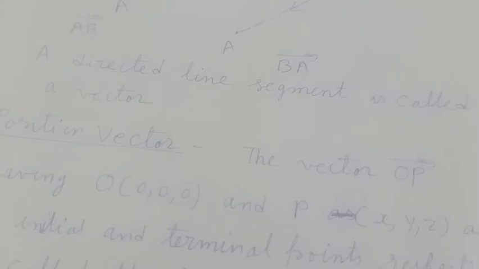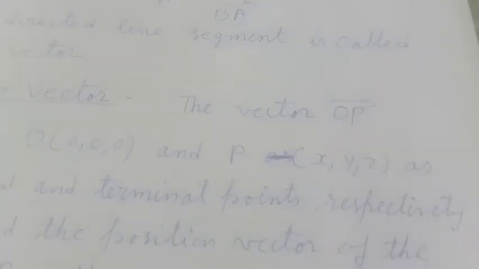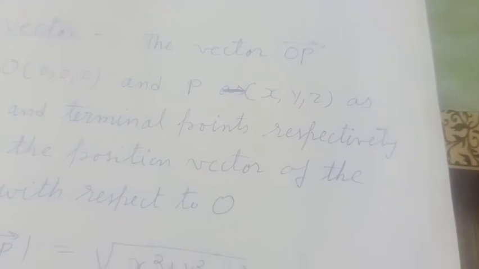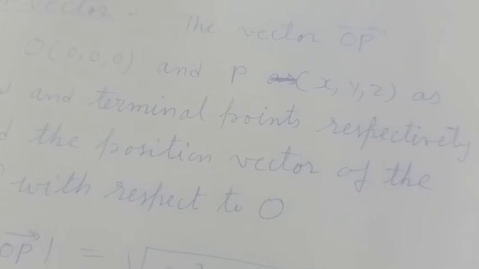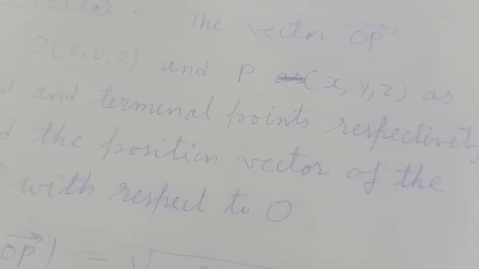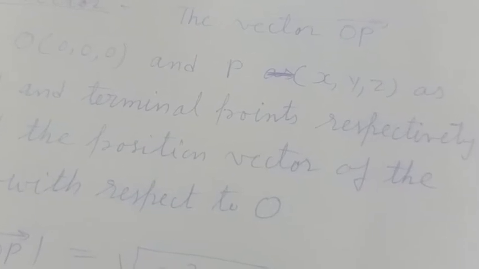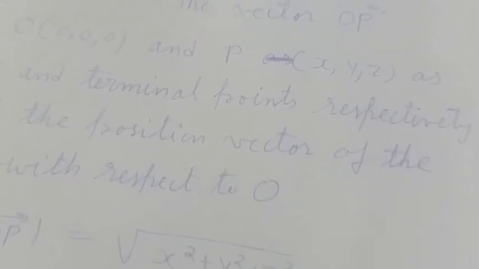Now about position vector. The vector OP, having O as origin and P(x, y, z) any point as its initial and terminal point respectively, is called the position vector of the point P with respect to O. Okay, so here O is the origin, which is the initial point of the vector, and P(x, y, z) is any point which is the terminal point of the vector. Then vector OP is called the position vector of P with respect to the origin.